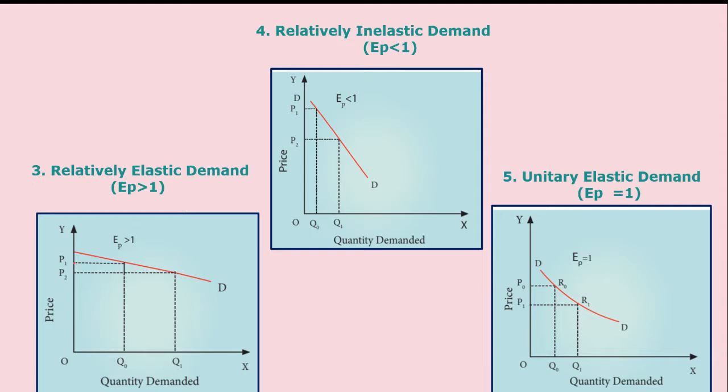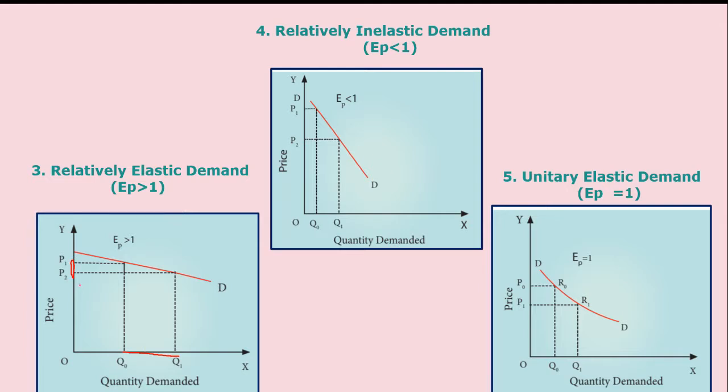There is a fall in the price from P1 to P2. There is a small fall in the price, only this much. But there is an increase in the quantity demanded from Q0 to Q1. If you see, the difference in the quantity demanded is greater than the change in the price. So there is a small change in the price, but there is a huge difference in the quantity demanded.